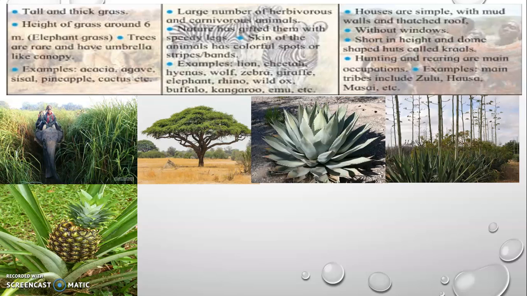The trees which are found have a canopy just like an umbrella. These are rare trees because of the umbrella-like, canopy shape, because it is hot over there, so people and animals can nicely take the shade of the tree. So these are rare, having an umbrella-like canopy.